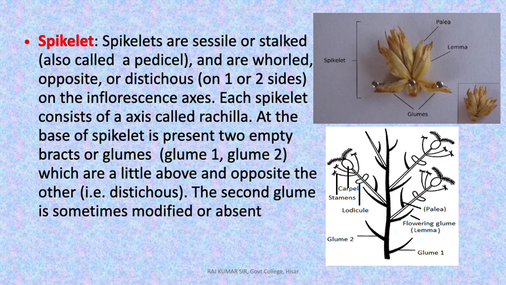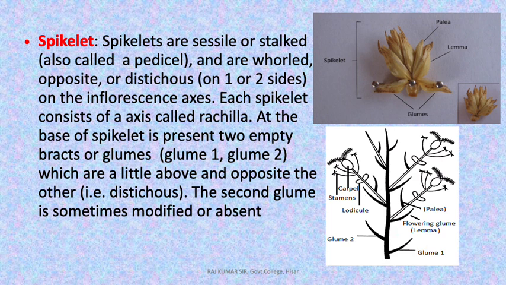which are little above and opposite to each other. That is, they are distichous. The second glume is sometimes modified or it may be absent. Above this second glume, we can see 3 to 5 flowers, and the upper 1 to 2 or 3 florets, flowers may be absent or may be sterile or they can be lacking.